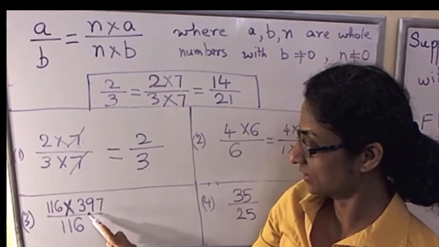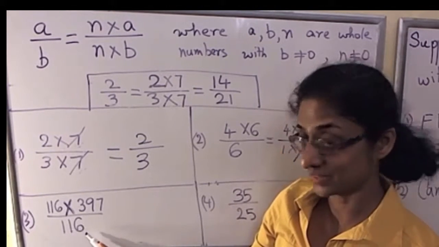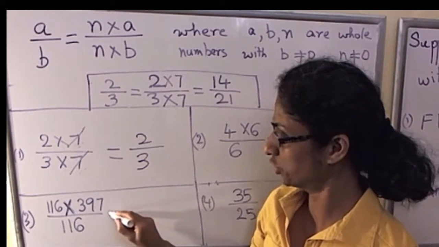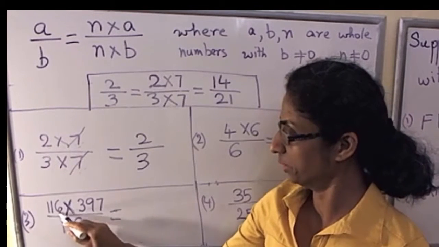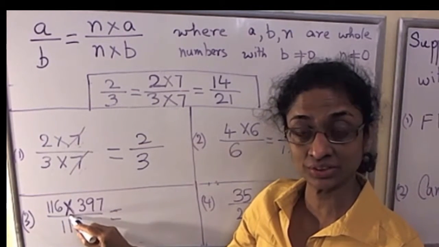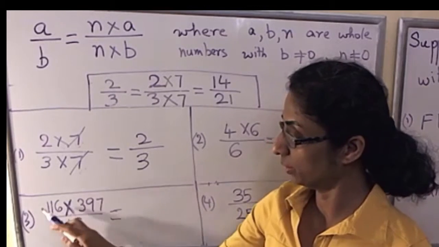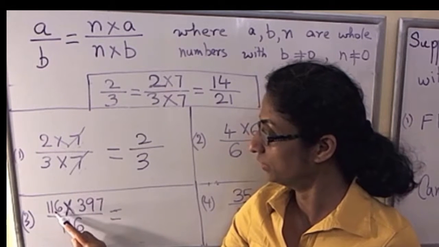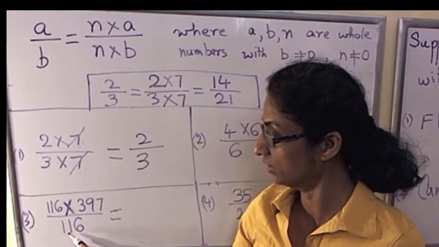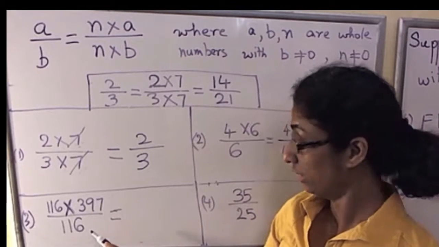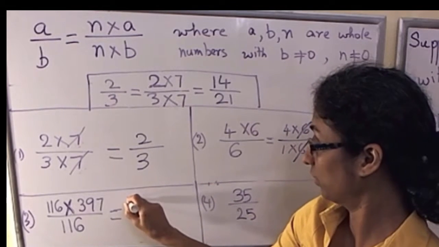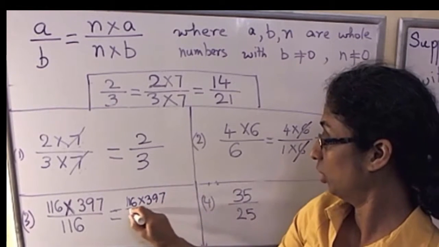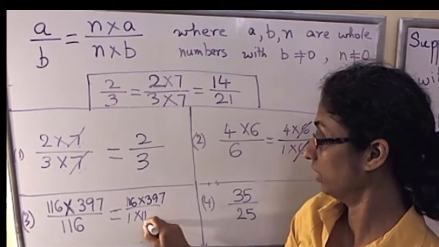116 times 397 over 116. I hope you kind of stopped yourself from saying, oh, I need to multiply these guys out because there's a multiplication sign. Look at this whole problem carefully, all of it at once. Then you will see 116 is in the numerator, 116 is in the denominator. If you wish, you can write this as 116 times 397 over 1 times 116.